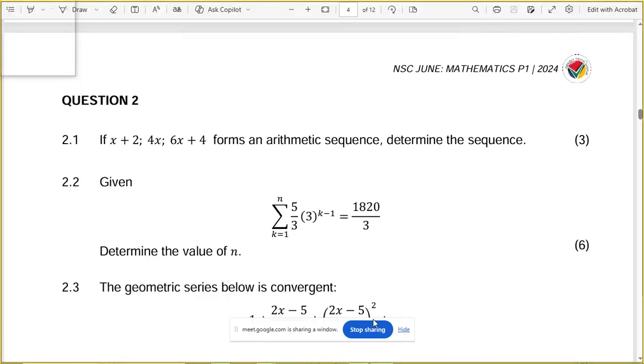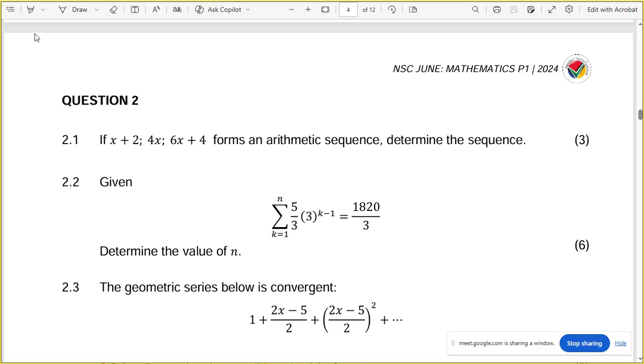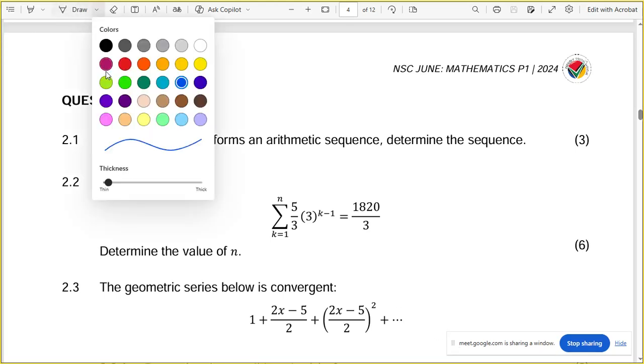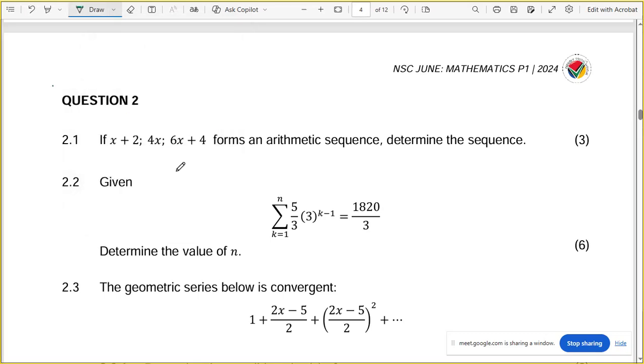So on this question, this is sequence and series, right? Yes. And then the first question says that you are given a sequence that forms an arithmetic sequence. They want you to determine the sequence.